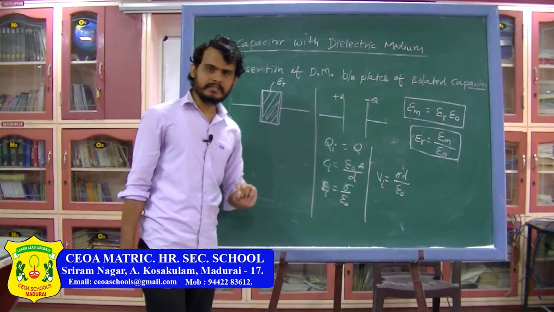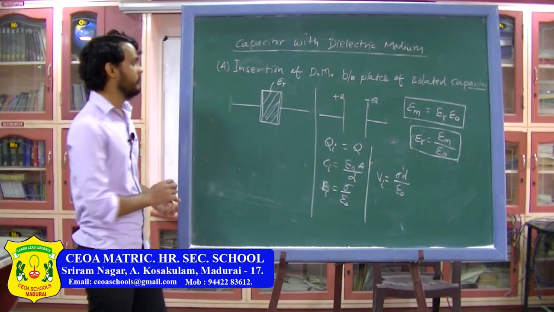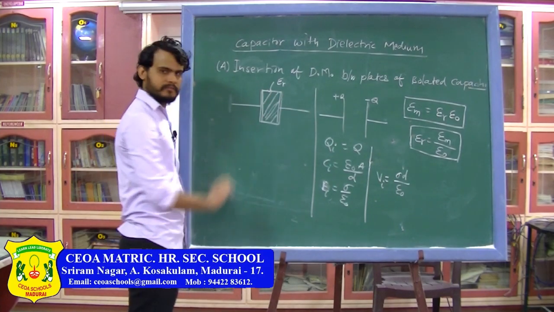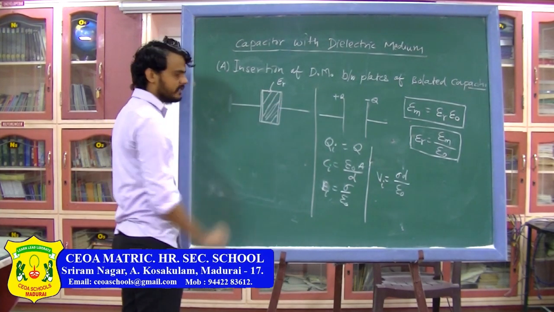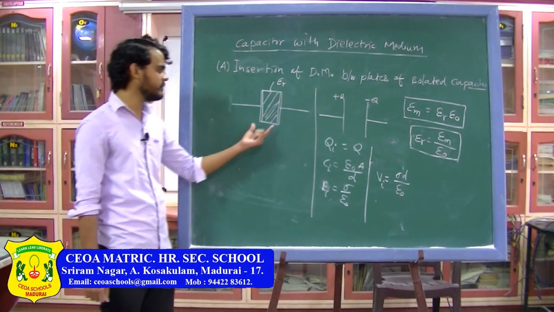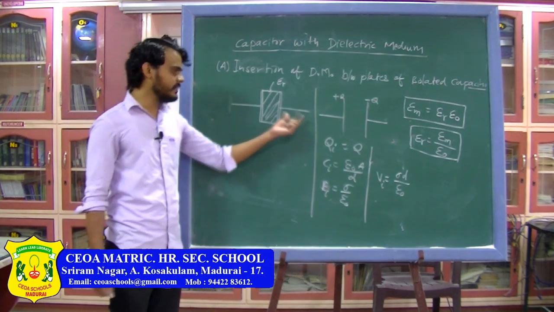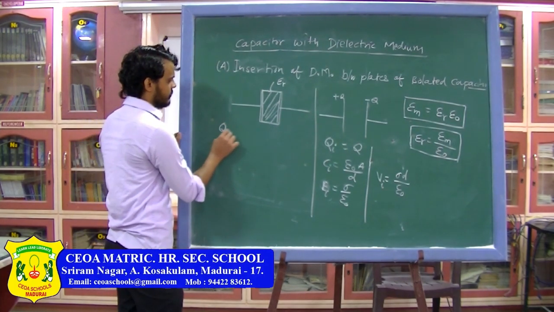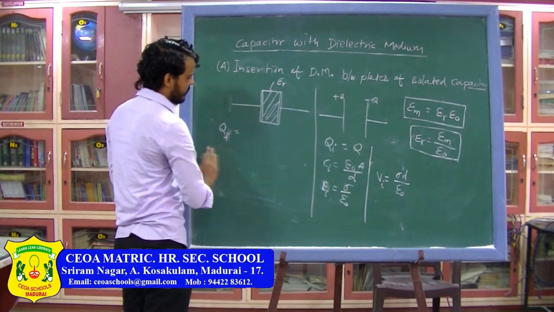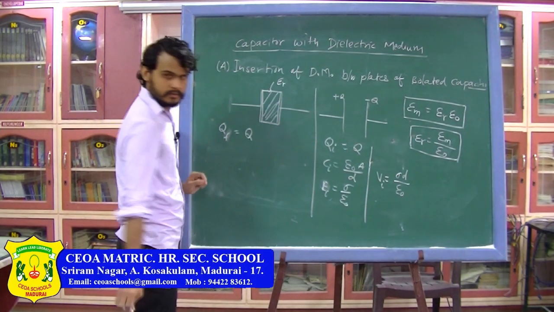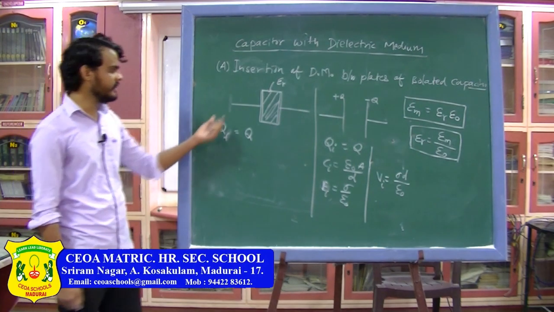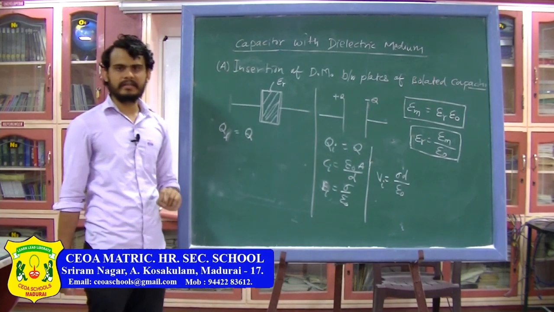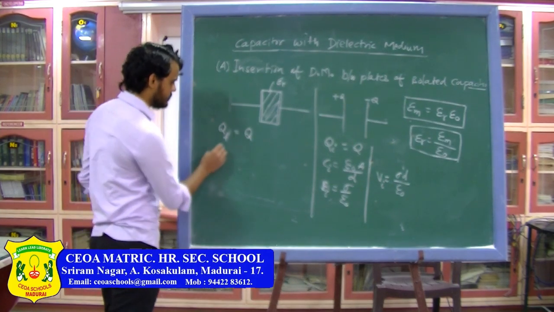Now let us see what happens if you insert a dielectric medium. Now if I insert a dielectric medium, there is not going to be any change in the charge on the plates of the capacitor, because this capacitor is not connected to any external device. So charge transfer is not possible. So here the final charge Q final will also be Q. So when you are inserting a dielectric medium between the plates of an isolated capacitor, the initial charge and final charge are the same. Now let us talk about the capacitor.